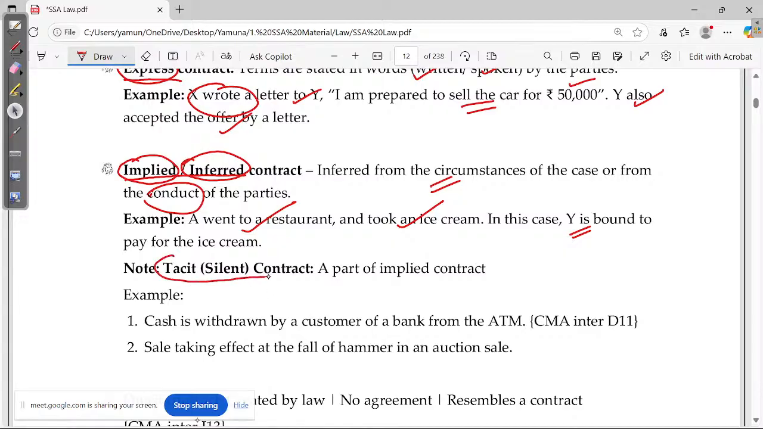And there is one particular case where there's a subdivision of this. It's called a tacit or silent contract. It's part of the implied contract. You can take two examples. Cash is withdrawn by a customer from the ATM of a bank. So far, we have been discussing things happening between two parties, but this is happening with a machine and a party. But actually, it's not a machine, that's a banker. If you enter the pin, enter the amount, you say yes, you say no, you say withdrawal of amount, or you want to check the statement, whatever instructions you give, the machine performs them. So this is what you call a silent contract, because of the action that has been taken. So this is what you call a tacit or silent contract.